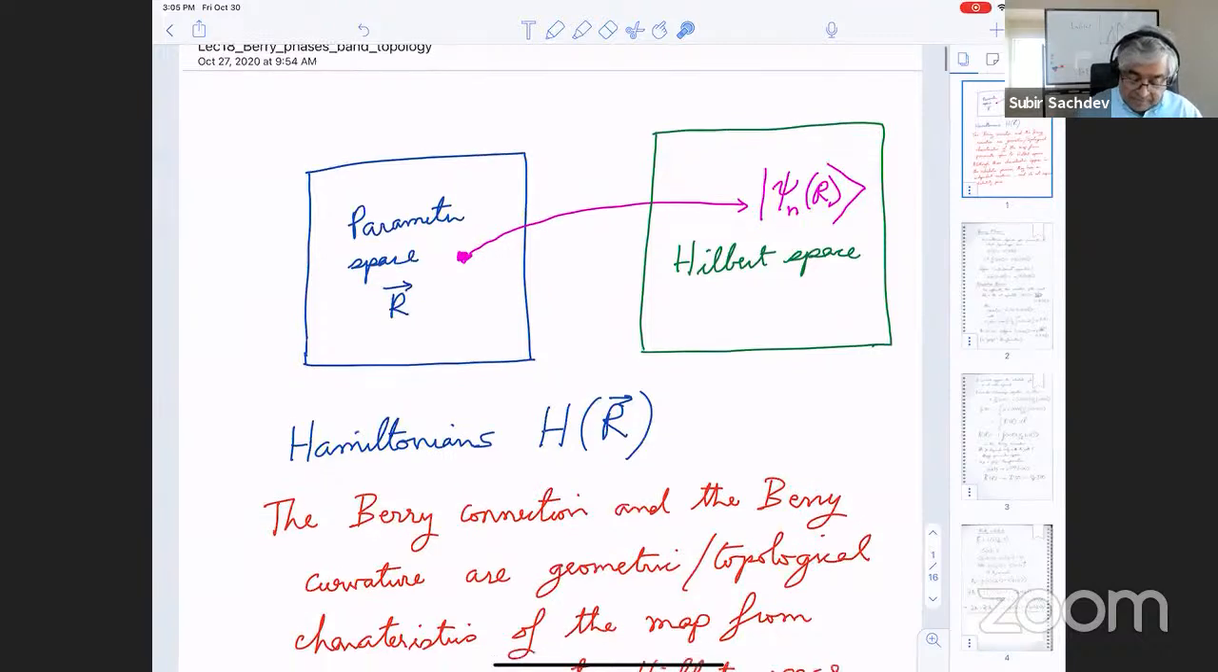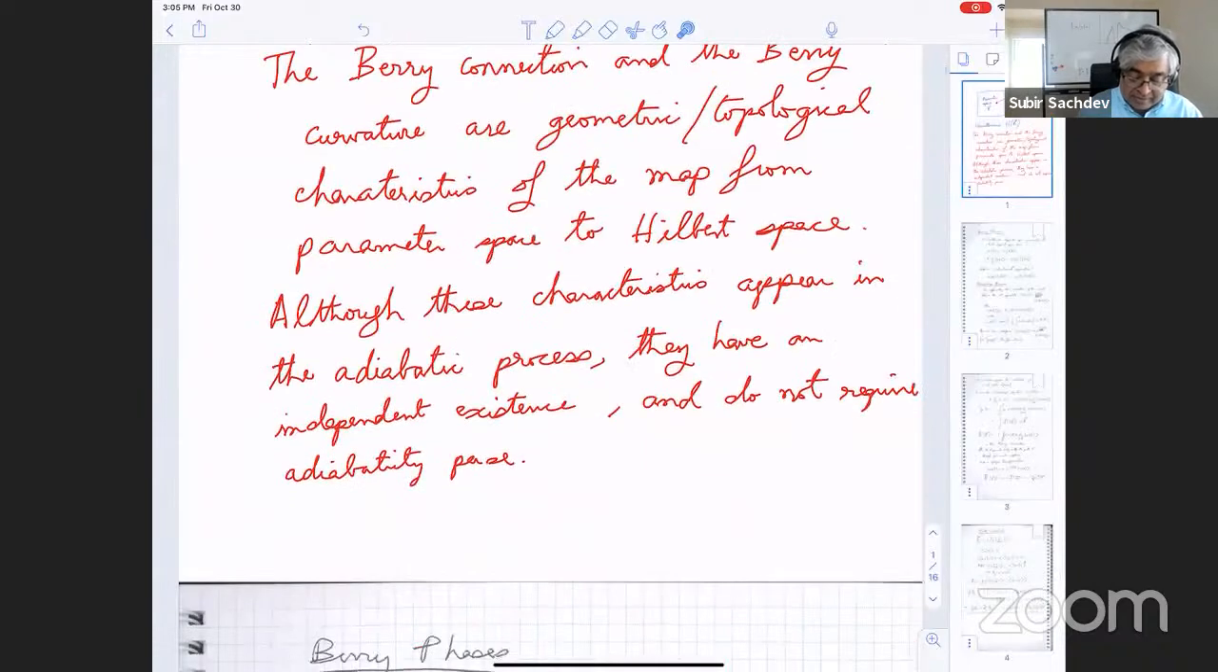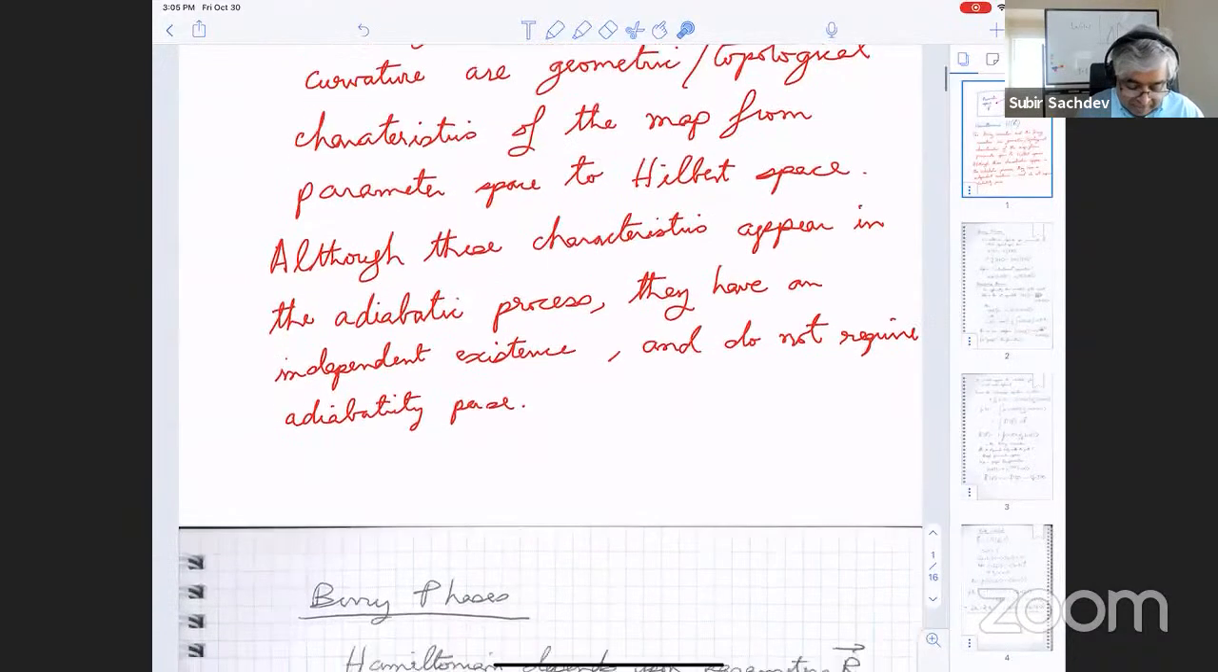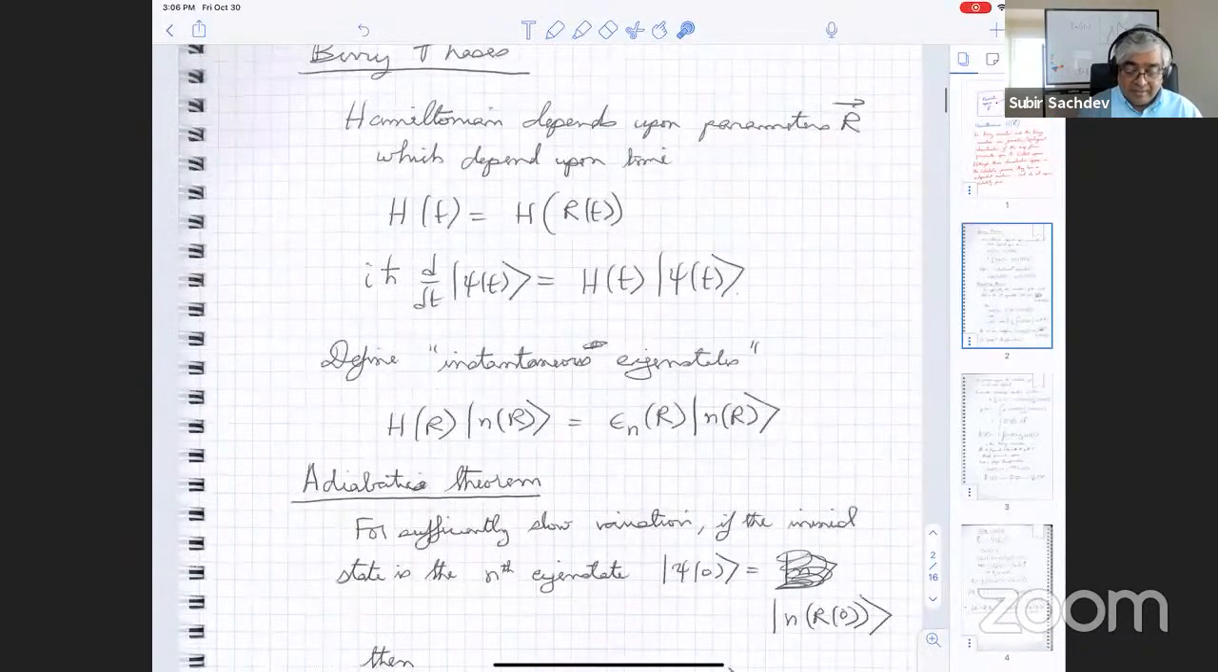Like I mentioned last time, this Berry curvature and the Berry connection, although they appear in the description of the adiabatic process, are really kind of independent of it. They are geometric or topological properties of Hilbert space that are very useful, but they appear most naturally in the adiabatic context. So let's consider the adiabatic process.